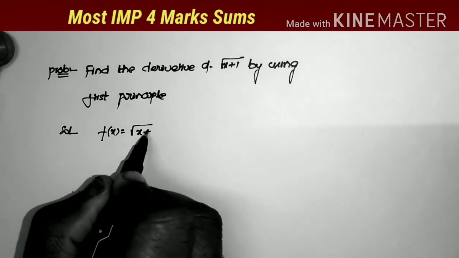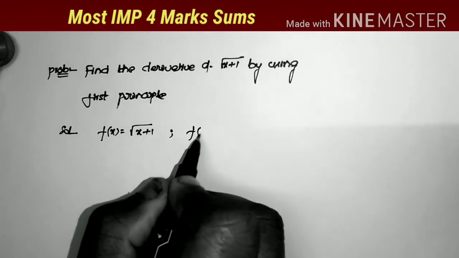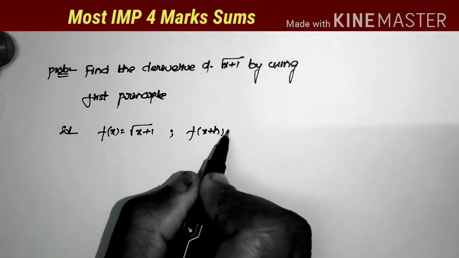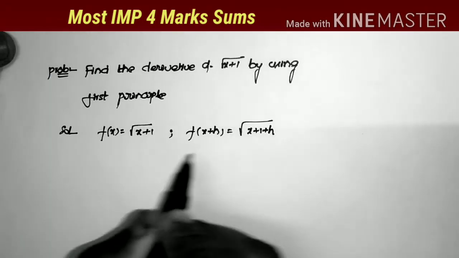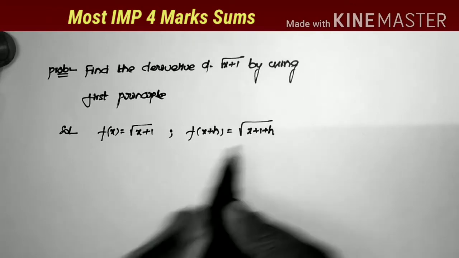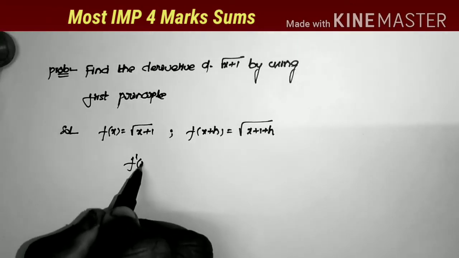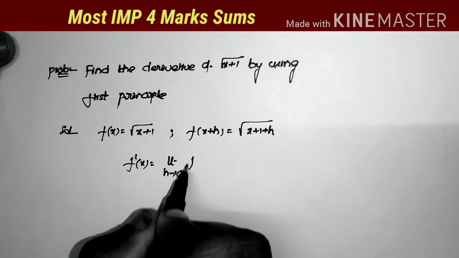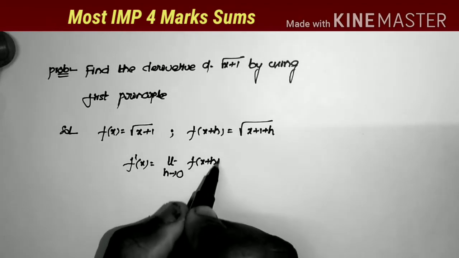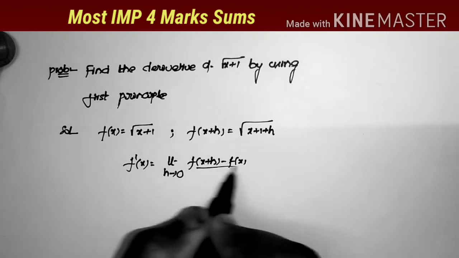So first I take that f of x is equal to root x plus 1. Then what is f of x plus h? F of x plus h is equals to root of x plus 1 plus h. In place of x we take x plus 1. Now taking the formula here, f dash of x is equals to limit h tends to 0, f of x plus h minus f of x by h.